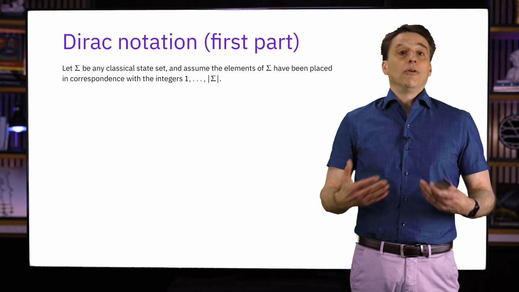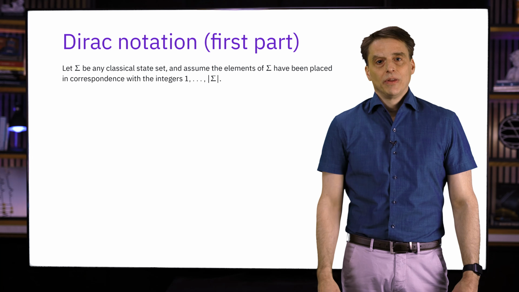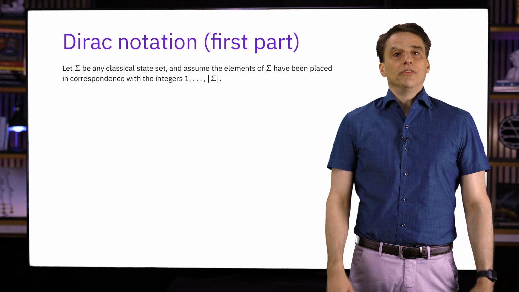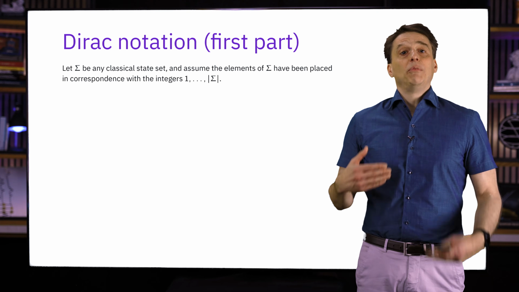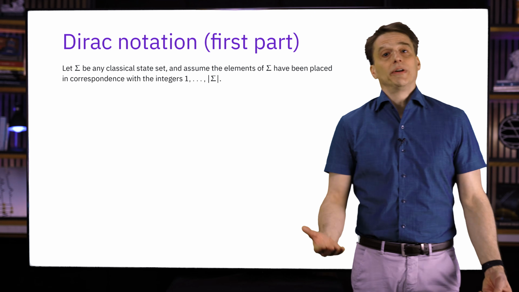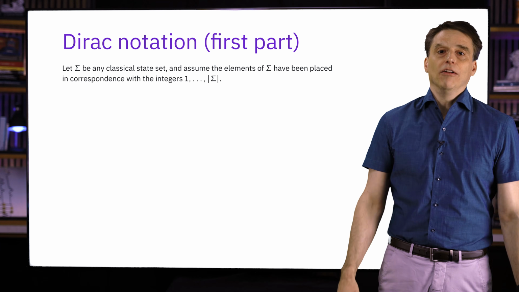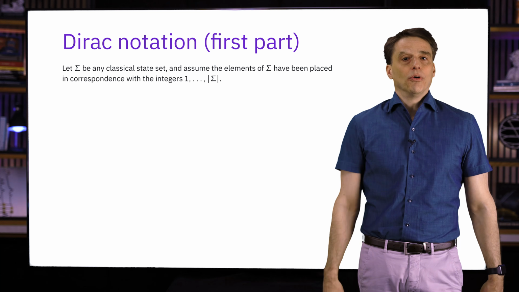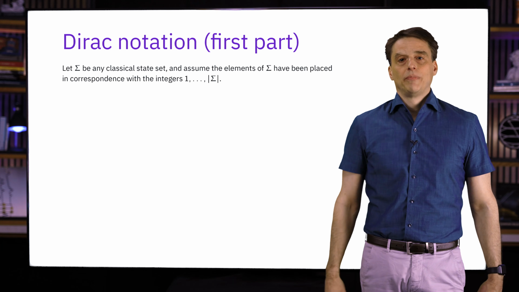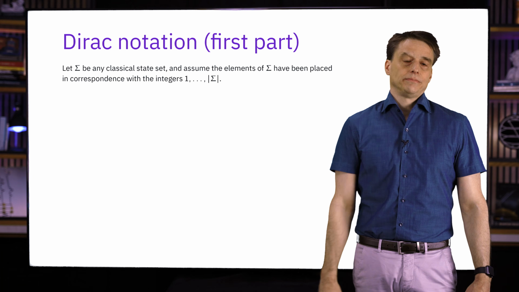The specific ordering or correspondence that we choose isn't actually going to matter all that much. What's really important is that we have an ordering and we stick to it. For many classical state sets that we'll encounter, there will be a standard ordering, just like we have with the binary alphabet. And if there isn't a standard ordering, we can just choose one. But whatever it is, the understanding is that we stick to it.